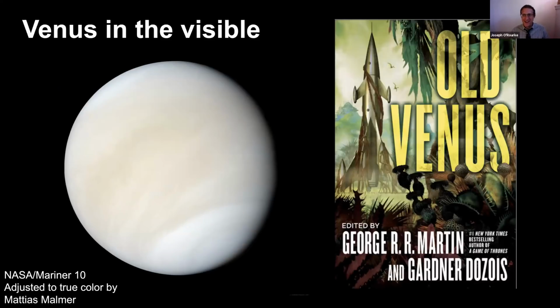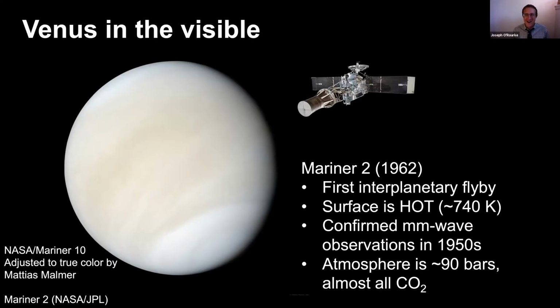And indeed, if you look at old sci-fi, like pre-1950s sci-fi, you find tons of stories about people hacking through the jungle and riding dinosaurs on Venus. Unfortunately, that's not the case. Since the 1950s, we suspected that the surface of Venus was actually hell, based on the amount of millimeter wave radiation that was coming off of it.